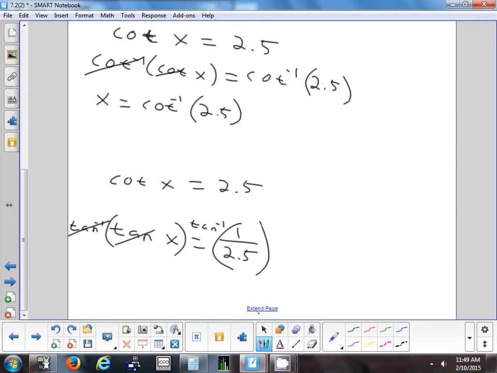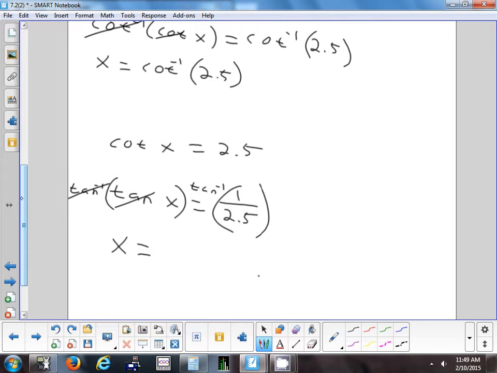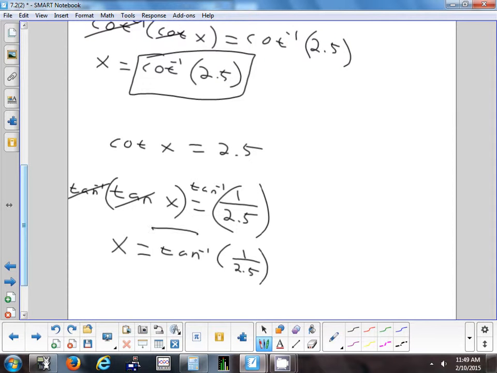So now we get a new but equivalent expression for x. It's the inverse tangent of 1 divided by 2.5. Okay, what I have in the boxes is exactly the same thing.